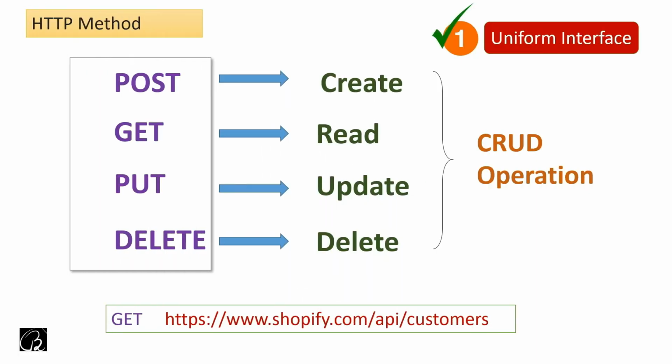So in part 1, I already talked about one constraint, that is uniform interface, right? Where from API endpoint you can easily understand what kind of action that we are going to perform, what kind of resource that we are going to talk about, and that has to be maintained uniformly in web services. So now let me show you the CRUD operation one by one with an example like how that can be performed using REST API. So let's talk about create.